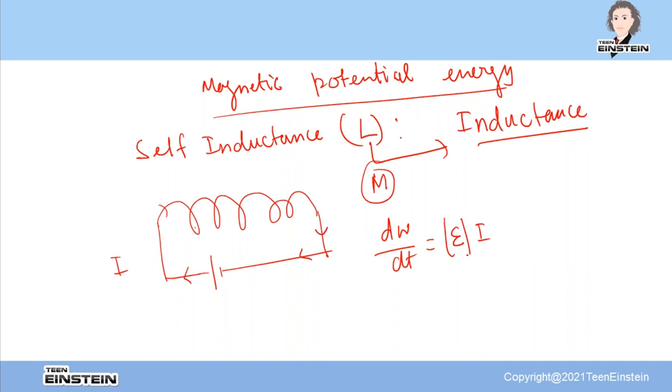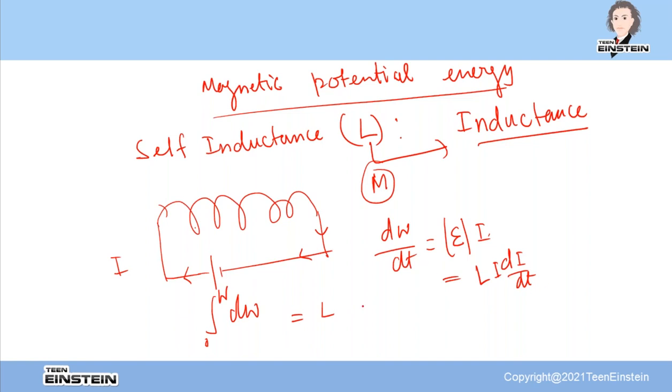So what is this EMF? We know it is L di/dt, and you already have I here, so I can write this like this. Now if you want to calculate the magnetic energy, or the total work done, you have to integrate, from 0 to W on this side, and L I di on the other.